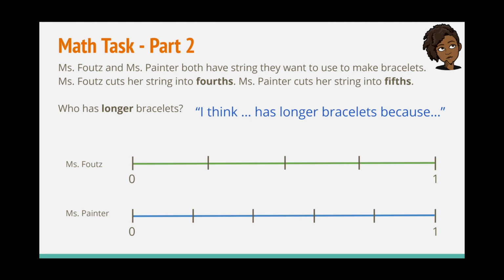So now I'm going to explain what I think. I'm going to compare, which means see which one's longer. Miss Fouts has 1 part, and that represents 1/4, or one out of the 4 bracelets she's going to make. I'm going to look at Miss Painter's. She has 1 part, but it's 1 out of 5 bracelets that she's making. And so if I look at the two, 1/4 is a little bit longer. Because this is a number line and because these are fractions, all the other bracelets are the same size. So Miss Fouts has longer bracelets.